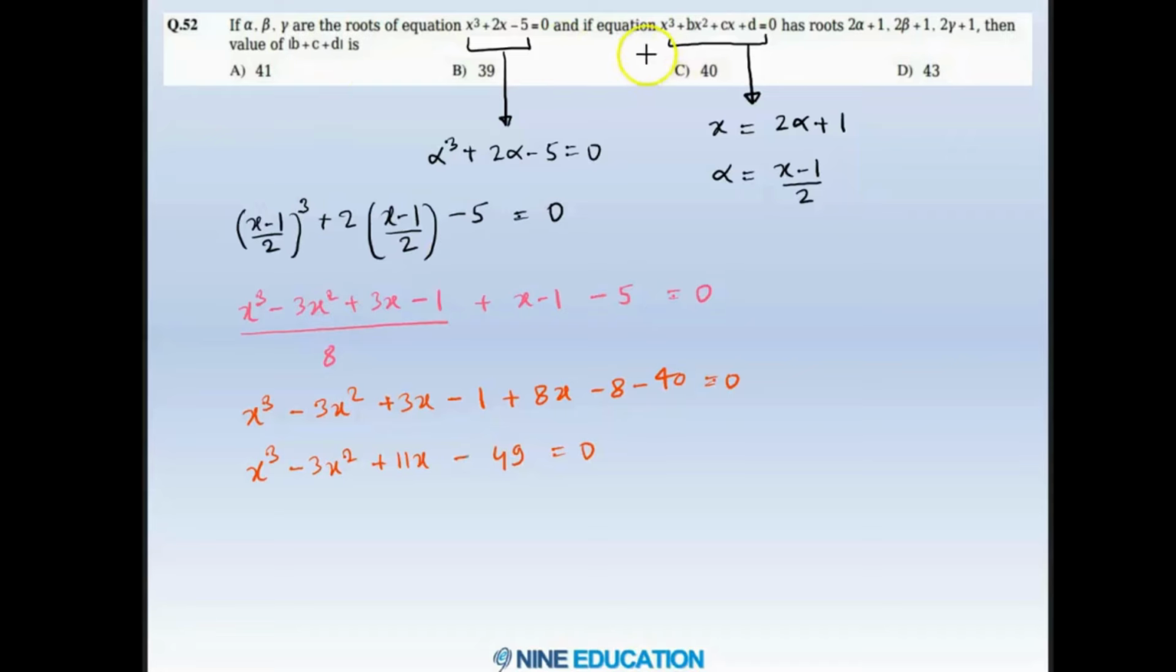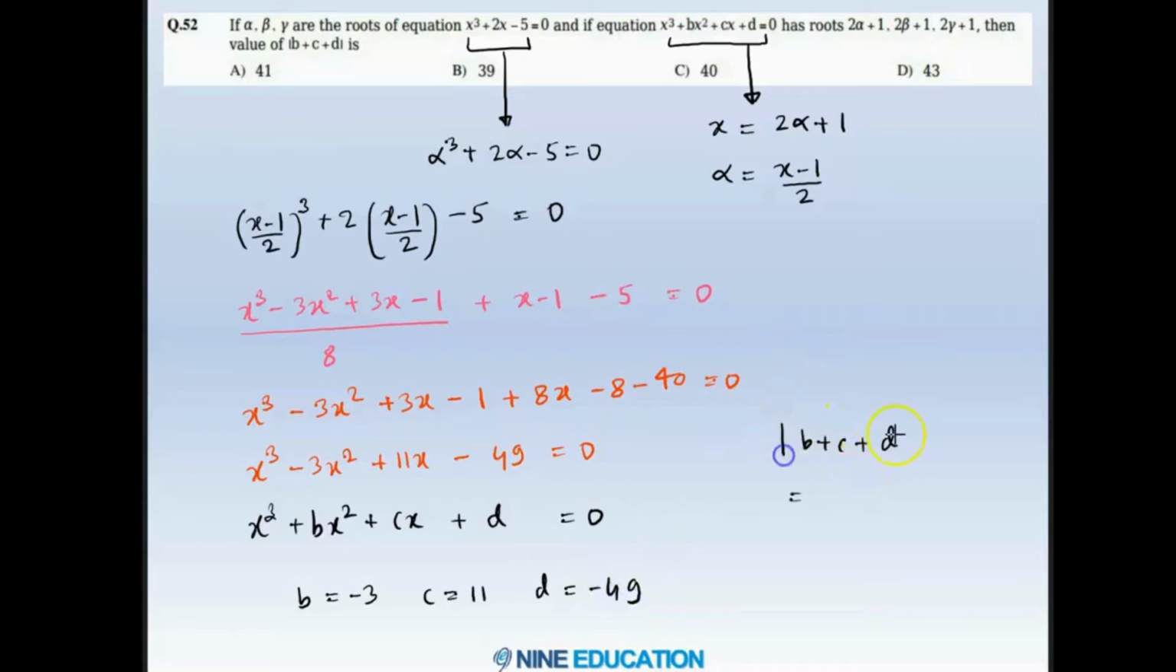And if you see, alpha, beta, gamma were the roots of one of the cubic equations from where we have derived this cubic equation. So comparing with the x³ + bx² + cx + d = 0 equation, we can say that the b value is −3, c value is 11 and d value is −49. So the mod of b + c + d will be −3 + 11 + (−49). That will give us 41, which is option number A.